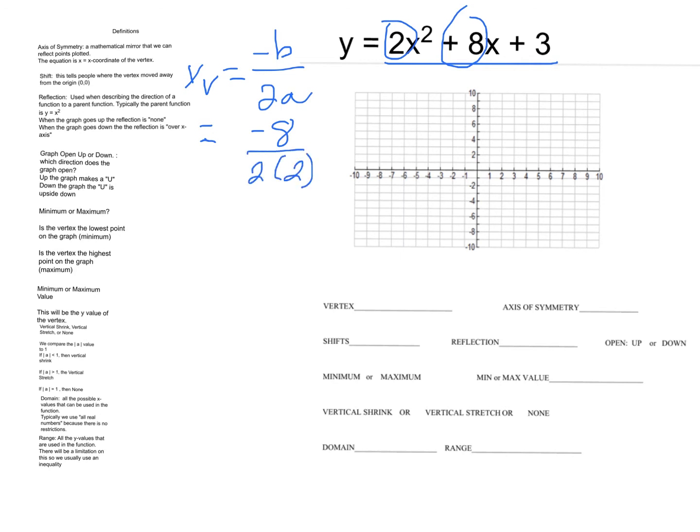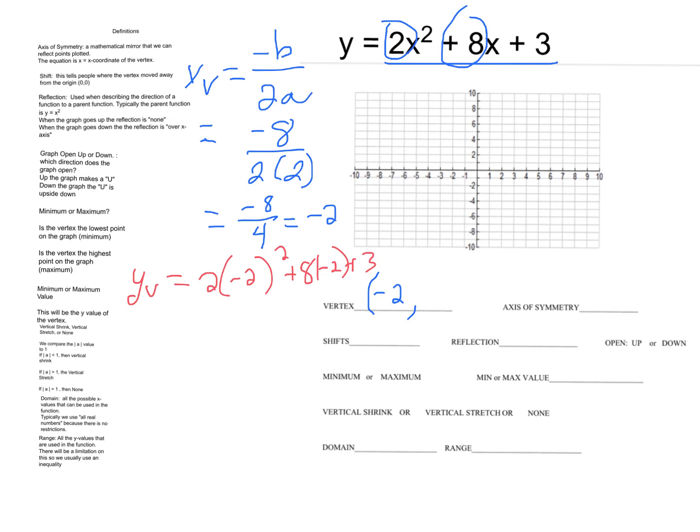Okay. So negative 8 and 2 times 2 is 4. Negative 8 over 4 is negative 2. So my vertex x-coordinate is negative 2. Now, then we've got to get the y-coordinate. Okay, so y value. Now we're going to put negative 2 back into our function. So 2 times negative 2 squared plus 8 times negative 2 plus 3.